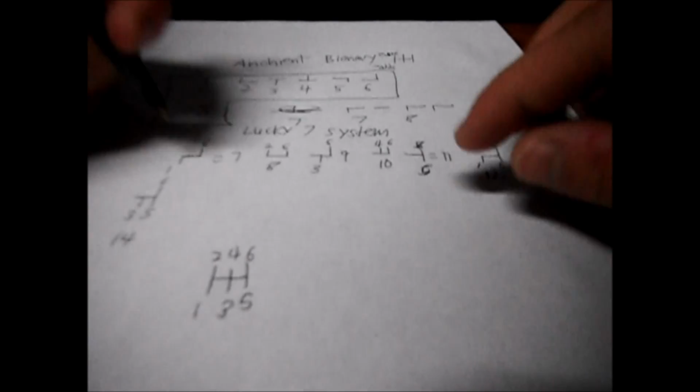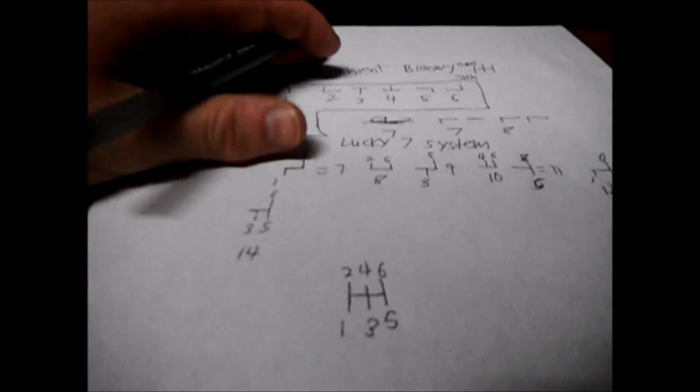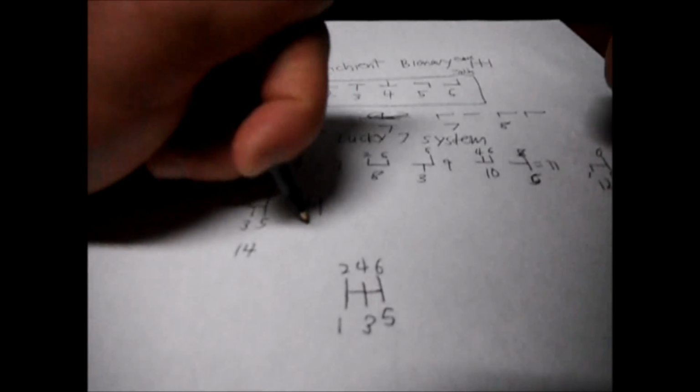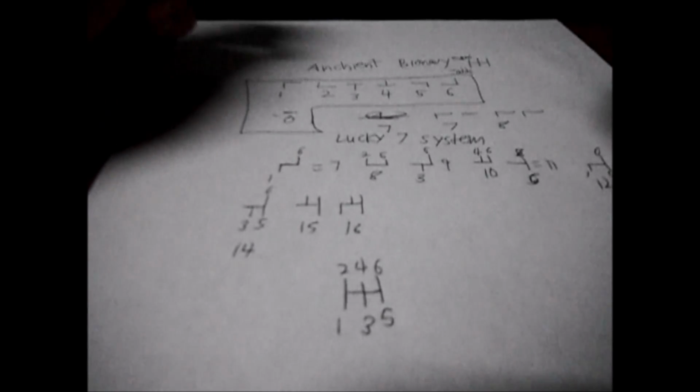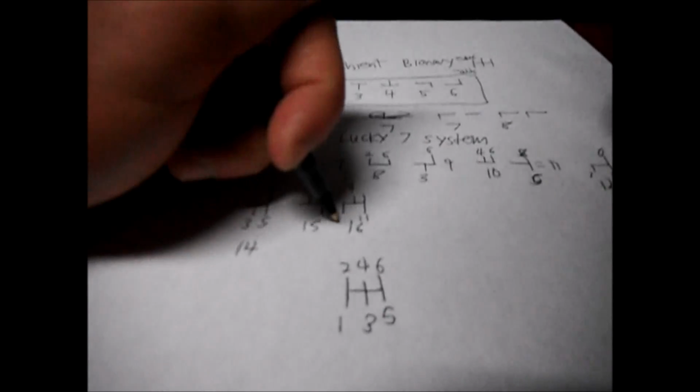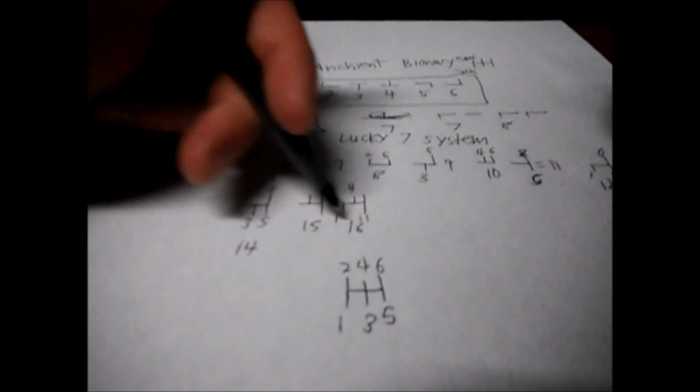So basically you just add it up, and you keep doing this, and I'll show you the standardized system, because you're thinking, ancient binary, well, how can this be standardized? Well, it's standardized this way. So 15. So basically 16. This is 16. So basically now you have 11 plus 4 plus 1. So that's 16.